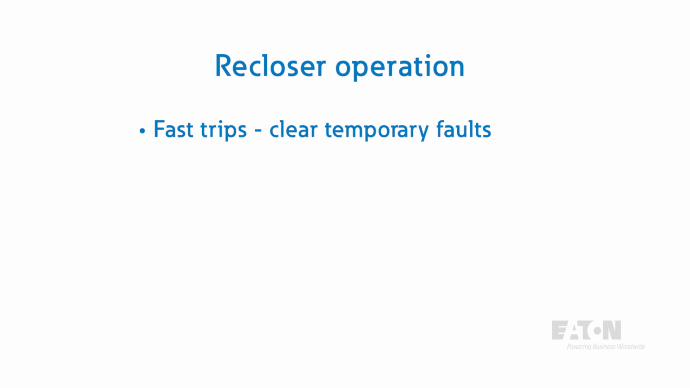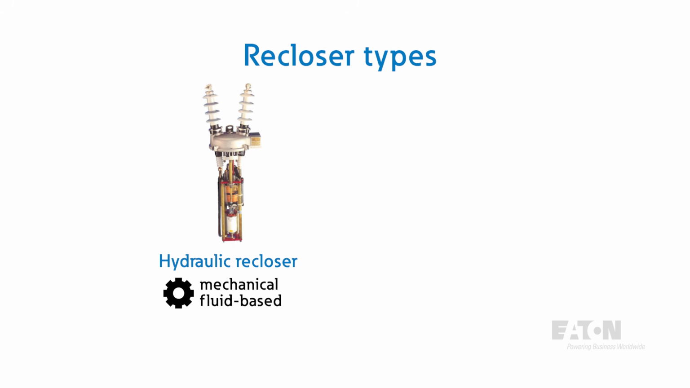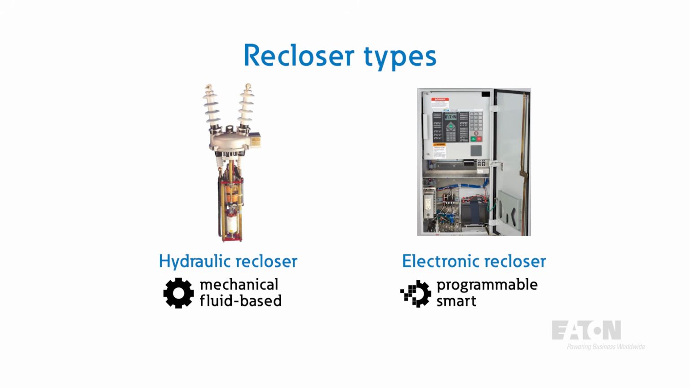Fast trips act quickly to clear temporary faults. Delayed trips allow time for coordination with downstream devices like fuses. Reclosers come in 2 types: hydraulic reclosers, older mechanical devices using fluid pressure; and electronic reclosers, modern programmable units with customizable curves, high current lockout, and precise coordination.